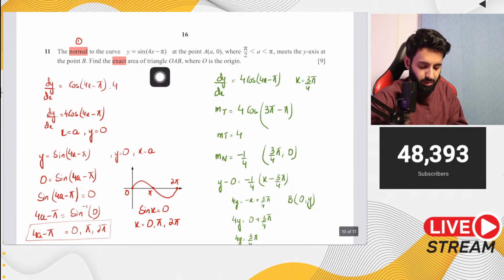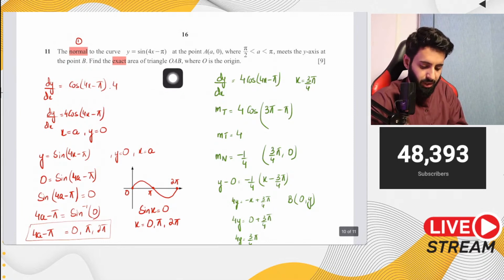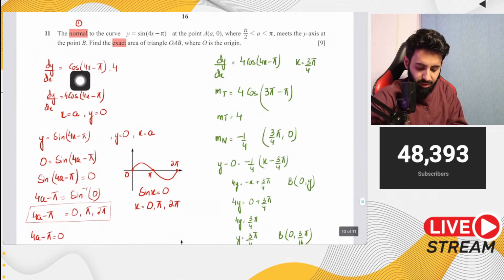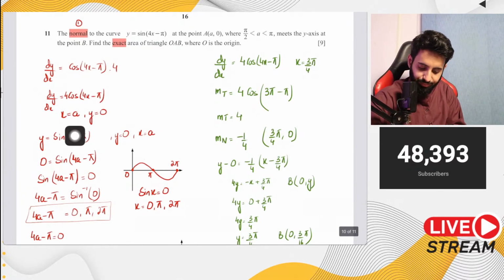the exact area of the triangle, which is why I've kept everything in terms of pi. Triangle OAB, where O is the origin. Okay, so first things first, you differentiate it. Now here you don't have the value of x to plug into this equation.